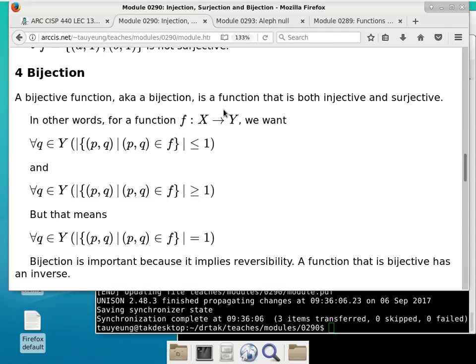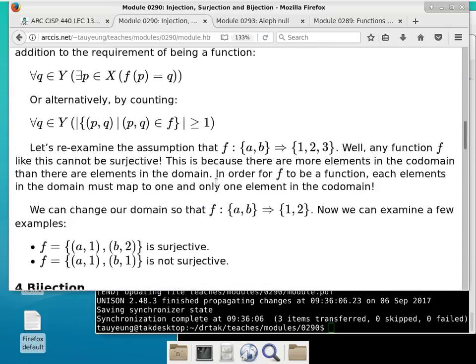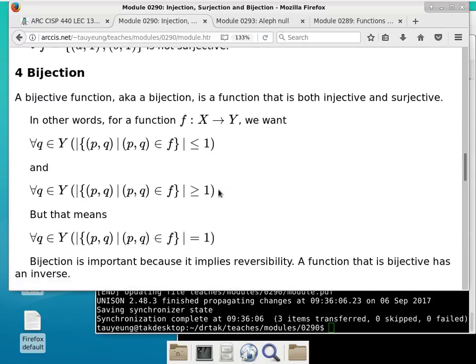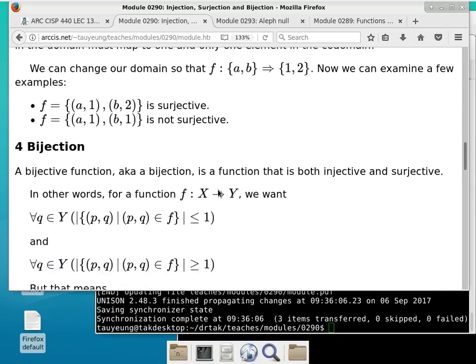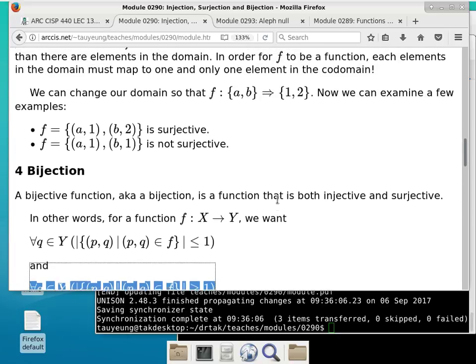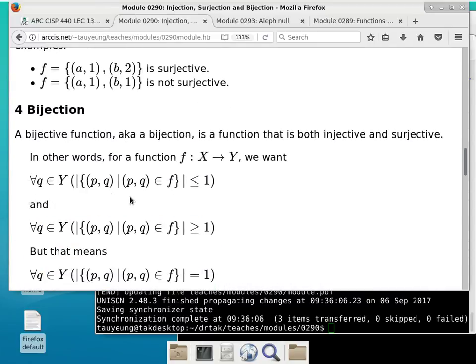Cool. So from earlier, this is one way to express injection. Remember up here, this is one way to describe injection. And I'm sorry for scrolling around a lot faster than I really should, but this is the qualification of being surjective, because we just saw that up here. Do you see how similar they are? The only difference is one is less than or equal to 1, the other one is greater than or equal to 1. You guys notice that?